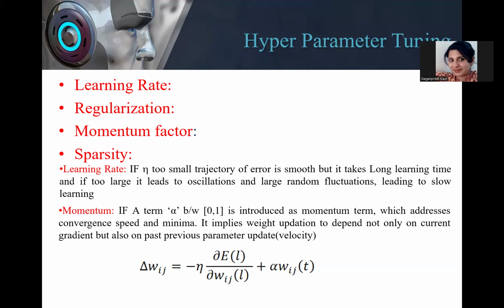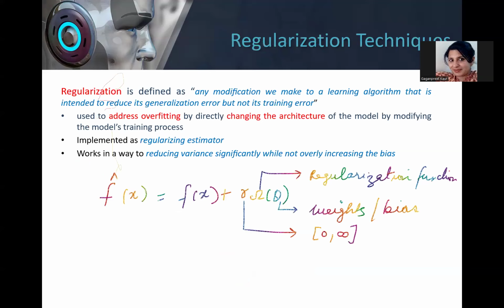So it's one of the very important factors, and adding momentum is one kind of optimizer which is being used. Then we come to regularization. Regularization refers in general to any modification I can make so that my generalization error is reduced.